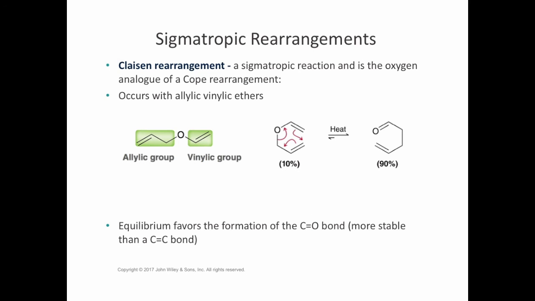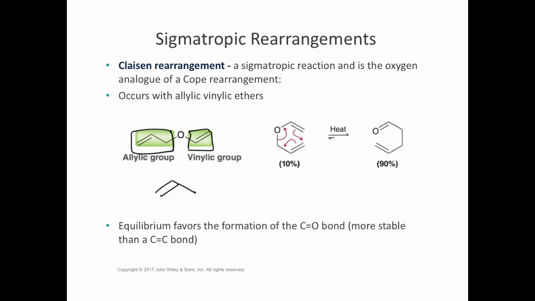We also have a Claisen rearrangement, which is another type of sigmatropic reaction, and this is the oxygen analog of the Cope rearrangement. It occurs with allylic vinyl ethers. So here's an ether. An ether is an oxygen with carbons on either side. On one side you have a vinyl group, an alkene. On the other side you have an allyl group. An allyl group is a double bond with a carbon adjacent to it.